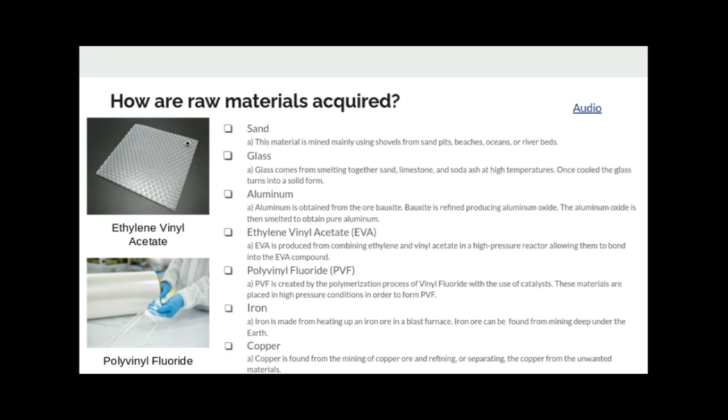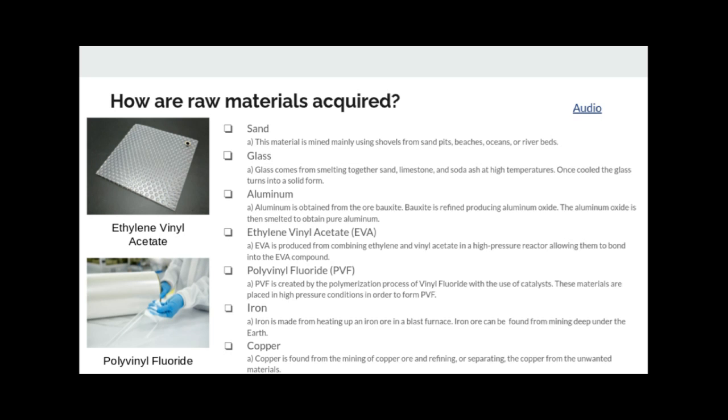Third, we have aluminum. Aluminum is obtained from the ore bauxite. Bauxite is refined, producing aluminum oxide. The aluminum oxide is then smelted to obtain pure aluminum. Next, we have ethylene vinyl acetate, or EVA. EVA is produced from combining ethylene and vinyl acetate in a high-pressure reactor, allowing them to bond into the EVA compound. Then we have the polyvinyl fluoride, PVF.